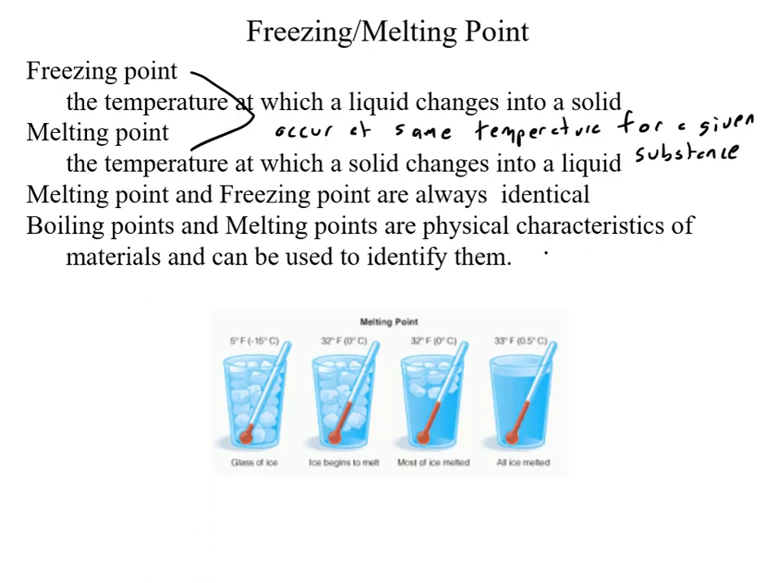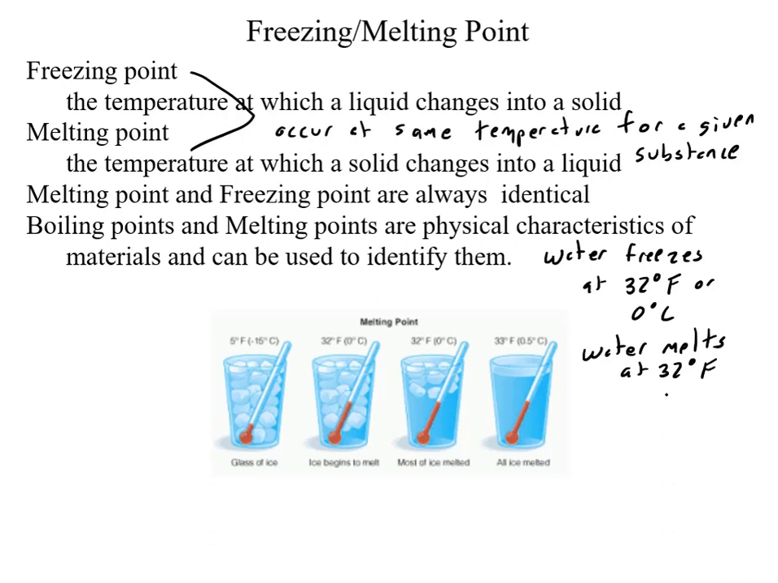In other words, water freezes at 32 degrees Fahrenheit or 0 degrees Celsius. Water melts, or ice melts, at 32 degrees Fahrenheit or 0 degrees Celsius. Okay? So the melting point and freezing point temperatures are always identical, and are physical characteristics that we can use to identify them. If you go into organic class, you'll see the fact that they do that.